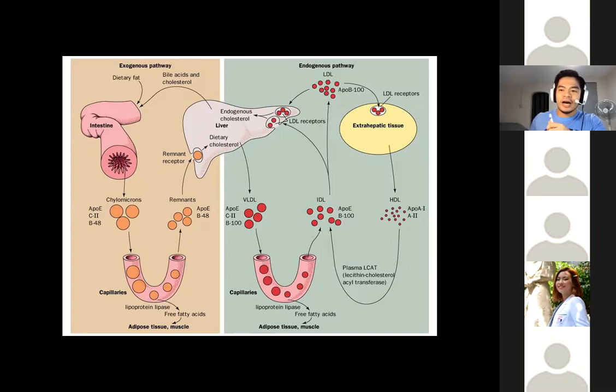Very good. Next, what are the lipoproteins devoid of triglycerides? In other words, ano lang yung merong cholesterol? Yes, very good. LDL and HDL. Naintindihan na po so far? Okay, so pwede na tayo mag-continue sa slide na to.